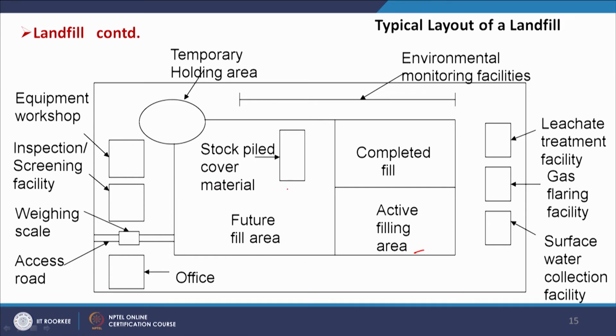Apart from this, we have discussed that landfilling will create some leachate, and there will be some landfill gas production. So, there will be a leachate treatment facility, a gas flaring facility and a surface water collection facility. These are very essential parts of a landfilling area, and we also need to manage the environmental quality. So, environmental monitoring facilities are required, and a temporary holding area is also required. It also needs office space, a road for access, a weighing scale, an inspection and screening facility, and equipment or workshop. So, these are the different parts of the landfill area, or we can say this is the typical layout of a landfill.